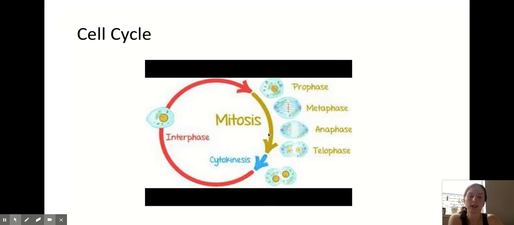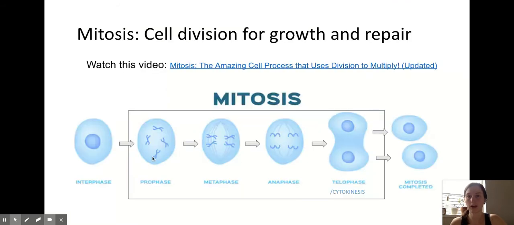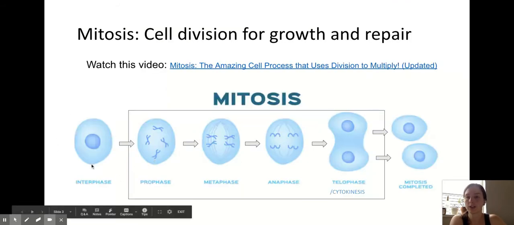So mitosis is when your DNA doubles. You have a cell that goes through a series of steps and eventually splits into two cells that are identical to each other. So you're not going to need to memorize exactly what happens in each phase, but having the basic understanding of what's going on will be important. All right. So we've got interphase here.